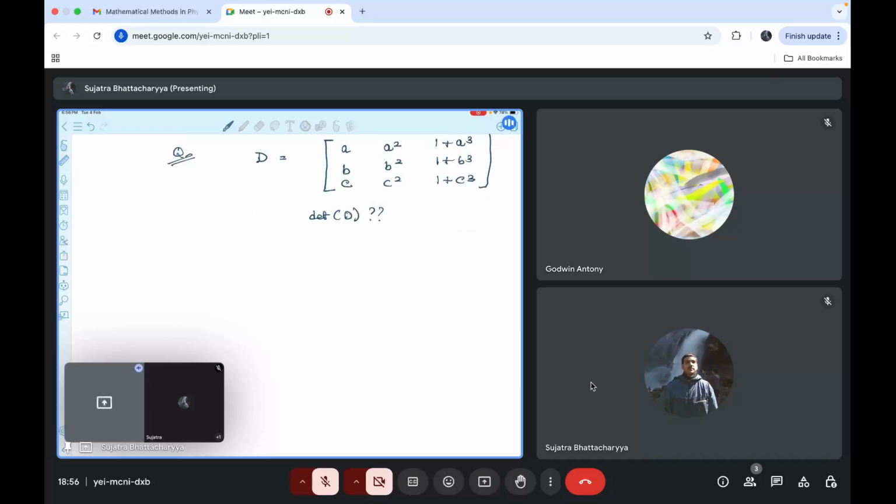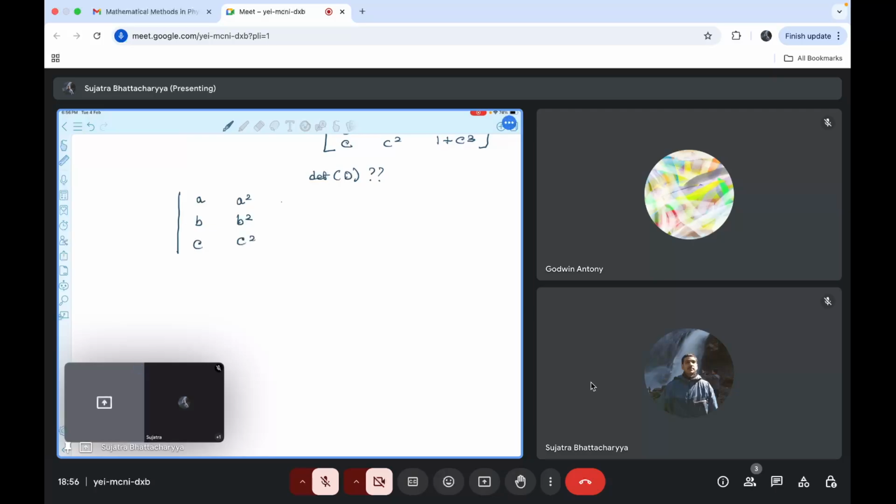So how will you solve it? You will use the properties of the determinant. The determinant of D can be written like this. It will be A, B, C. This is the starting point. I'm writing it again, but with the determinant symbol, mod bracket: this is 1 plus A cube, 1 plus B cube, 1 plus C cube. First of all, this can be written as A, B, C; A square, B square, C square; and 1, 1, 1.